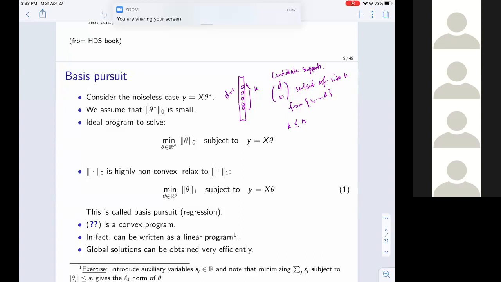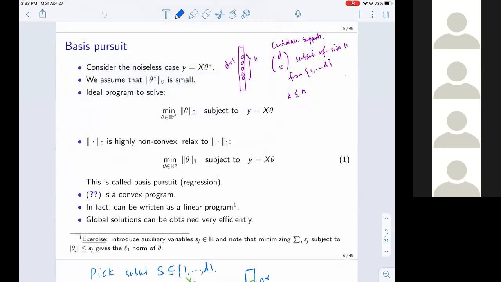Okay, let's continue with the discussion of Mace's pursuit. So last time, to recall, the idea was that we have this L0 type problem. We want to minimize the L0 norm, or the cardinality, basically the number of non-zero elements of theta, subject to theta solving this linear system of equations, basically the noiseless regression problem.